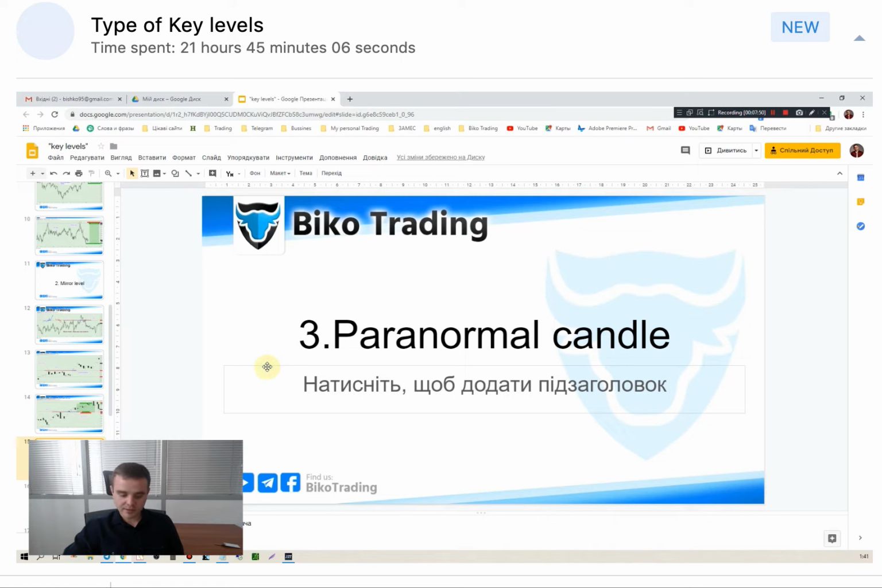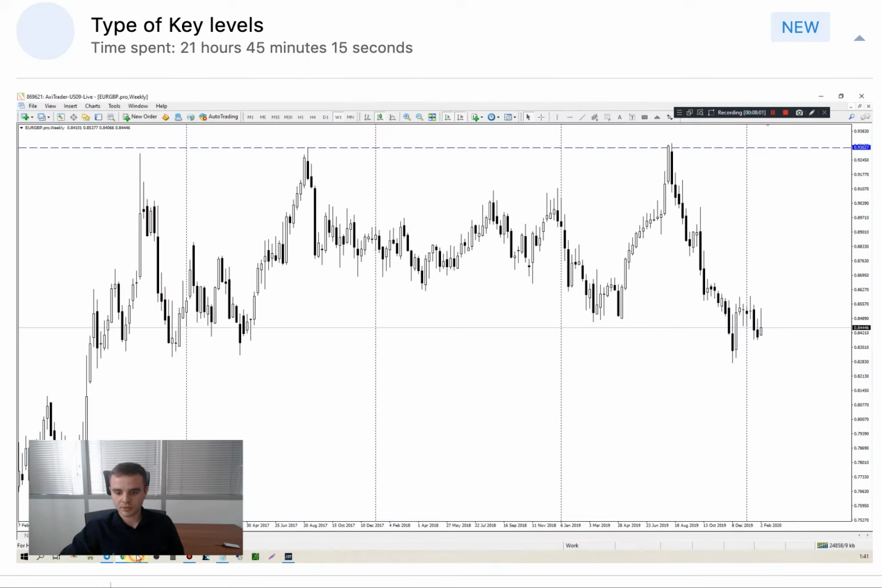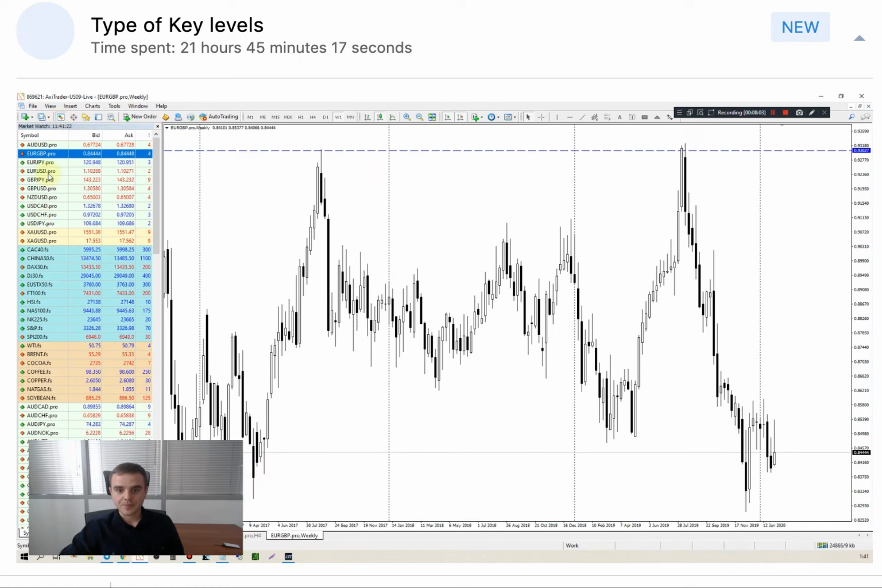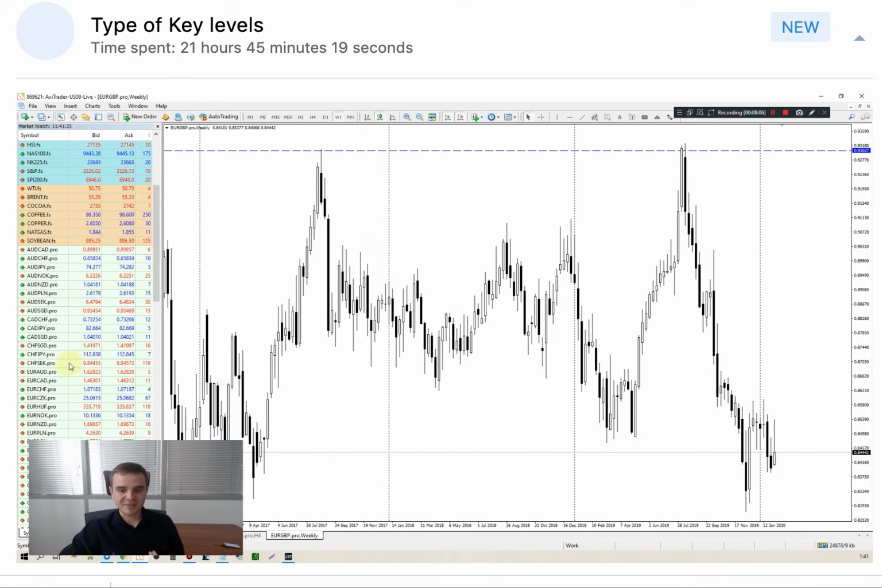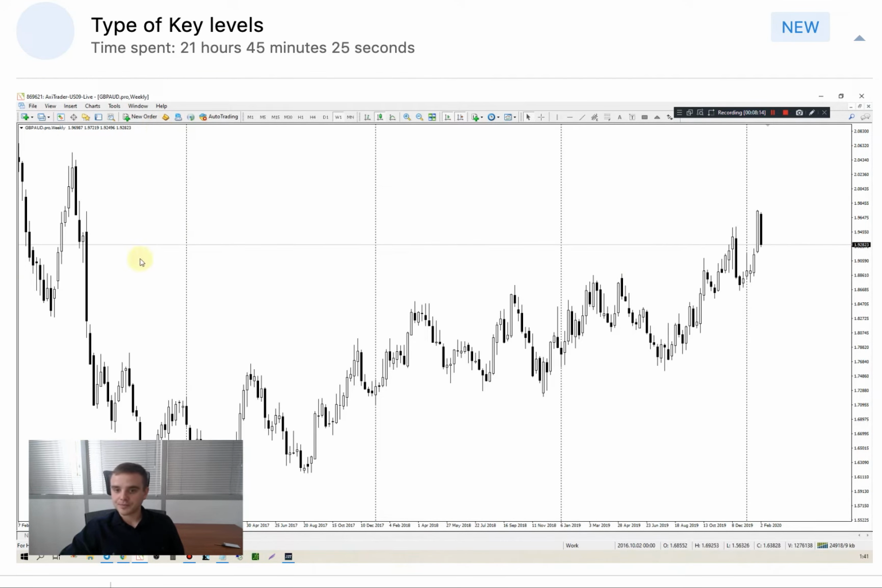Another type of key level is a paranormal candle. We can also use it in our trading. For an example of a paranormal candle, we should open Bitcoin and British Pound Australian dollar. What is a paranormal candle? It's a place where price rose more than 1 ATR per day, or even 2 ATR, 3 ATR.